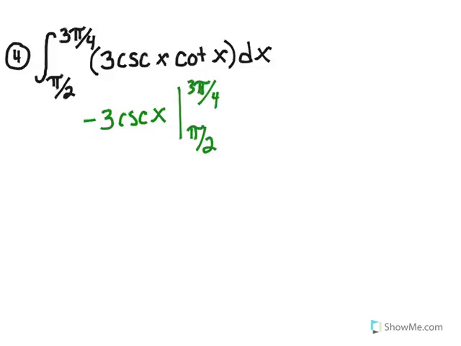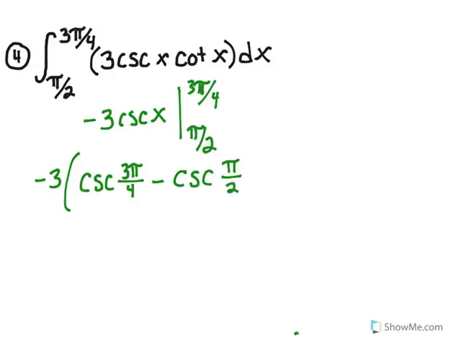That got a little messy. Okay. So we're going to plug in the 3 pi over 4 first, and then the pi over 2 second. That negative 3, I'm just going to keep it out in front, and then I'm going to multiply it in at the end. And you can do this whenever you have a constant times something. So I'm going to do the cosecant of 3 pi over 4 first, and then subtract the cosecant of pi over 2. And then I'm going to multiply the whole thing by negative 3 afterwards.